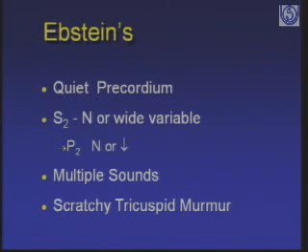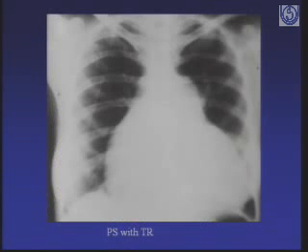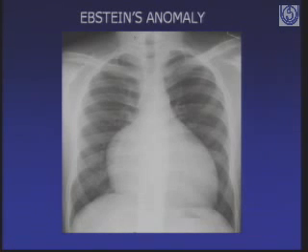On examination, the precordium is quiet. There is no heave or hyperdynamic precordium. There are multiple sounds. We hear a split first heart sound and a split second heart sound. Because of these multiple sounds, very classically, if we put the stethoscope on the chest of a child with Epstein's anomaly, we hear multiple 1, 2, 3, 4 sounds, with a very scratchy tricuspid murmur. And we have to differentiate this from pulmonary stenosis with intact ventricular septum.